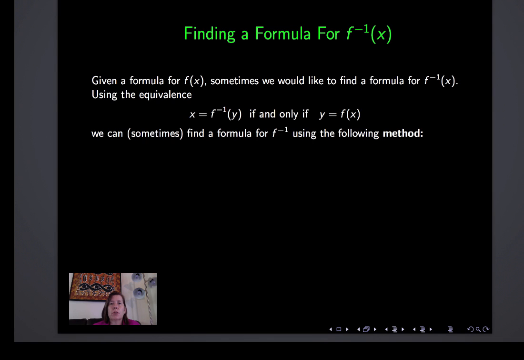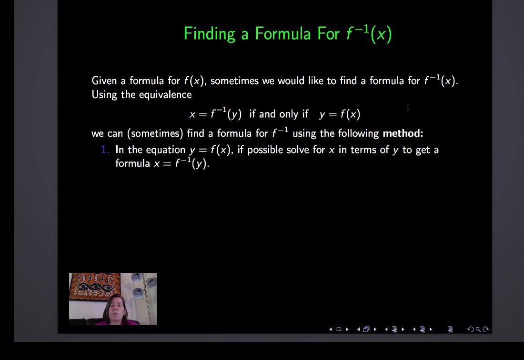Now we're going to tackle our second type of problem, which is finding a formula for f inverse of x. So, given a formula for f of x, how do we find a formula for f inverse? We start with the formula y equals f of x. We know that that's equivalent to the formula x equals f inverse of y. So whenever y equals f of x, we must have x equals f inverse of y.